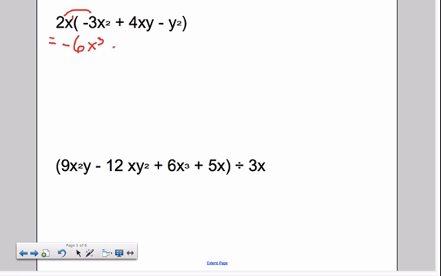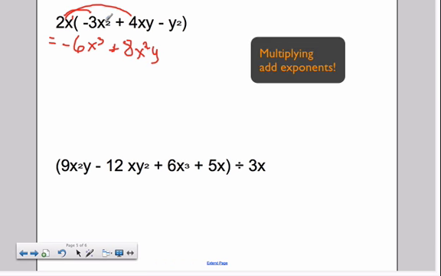Now let's write down 2 times 4x squared, or xy, will give you a plus 8, x to the 1 plus 1 gives you x to the 2 y. There is only one y. Now let's move to the last term, and that will be 2 times negative y will give you a negative 2, and there's 1x, and there's a y squared, no y's to multiply.